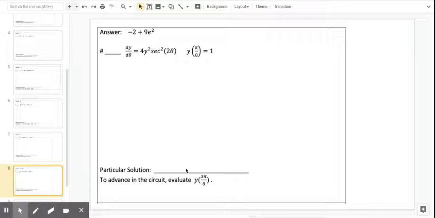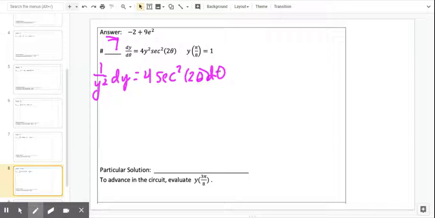Now this one is a doozy, of course, because trig. So let's do this. I'm probably going to have to conserve room here. So now we're on number 7. So for this one, I'm going to do 2 steps in one. I'm going to divide by y squared to get that onto the left-hand side. So 1/y squared dy equals 4 secant squared 2 theta d theta. So I did 2 steps in one. I divided by y squared to get it on the left side, and I multiplied by d theta to get it over here on the right side.